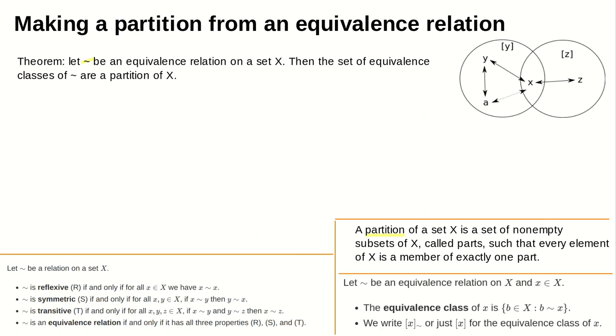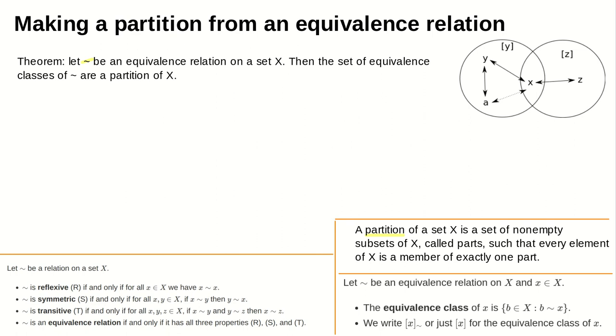But now we have to prove this result for an arbitrary equivalence relation tilde. So we have to establish that the set of equivalence classes really are a partition. So let's do this. The definition of a partition, remember, is that a partition of a set X is a set of non-empty subsets such that every element of the set X is a member of exactly one part.